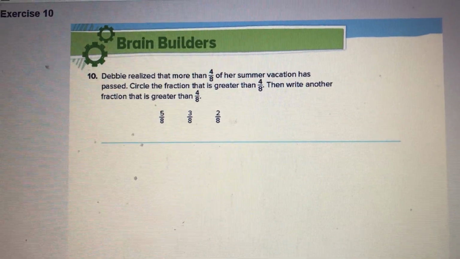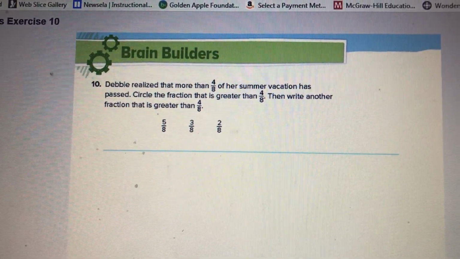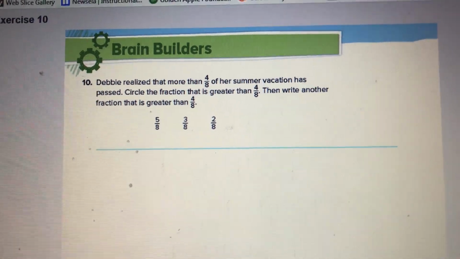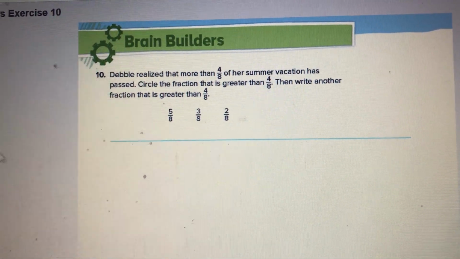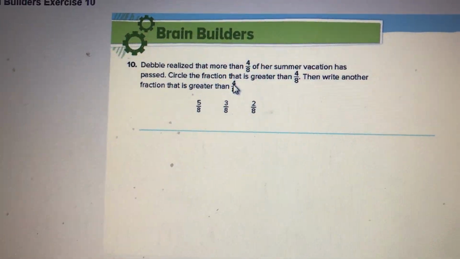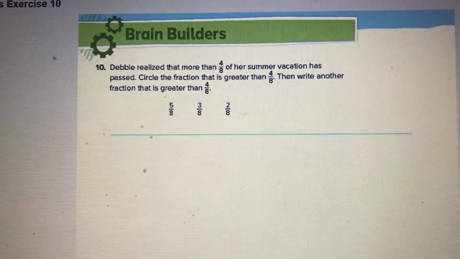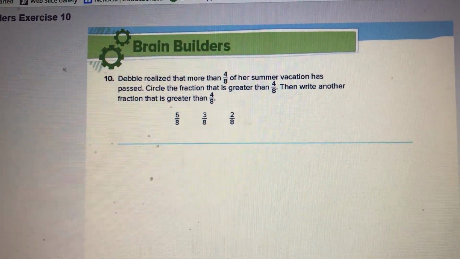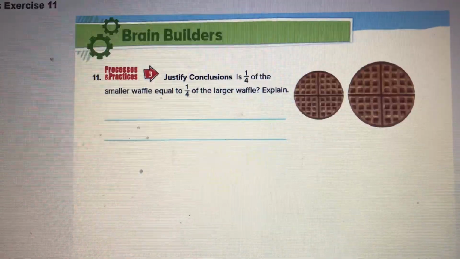Okay, Debbie realized that more than 4/8 of her summer vacation has passed. Circle the fraction that's greater than 4/8, then write another fraction that's greater than 4/8. So all of these have the same denominator, so really all I have to do is look at that numerator 4 and find a bigger number, which would be only that one, right? What's another number you could add there? 5/8, then we could keep going with 6/8, 7/8, 8/8, okay?